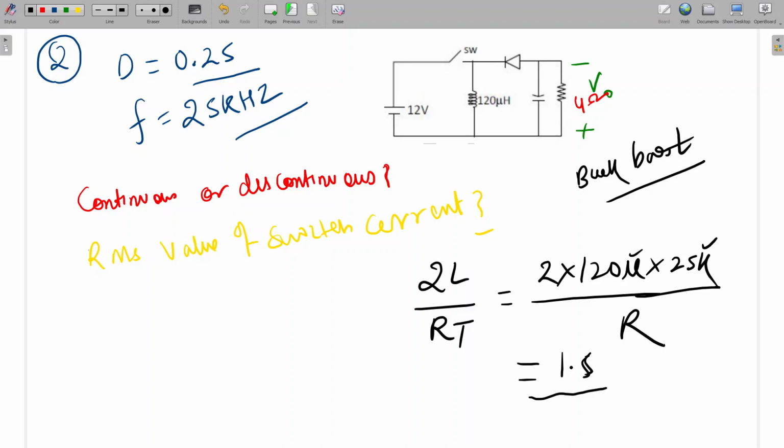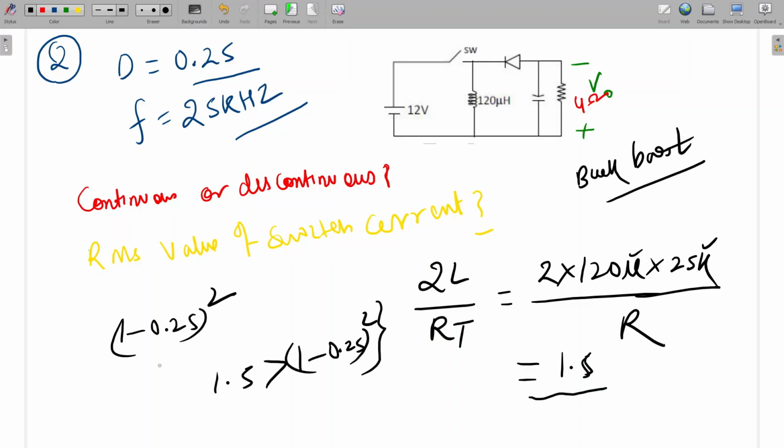So if we check 1 minus D square, duty is how much? 0.25. So 1 minus 0.25 square, how much? 0.562. So we can see that this value 1.5 is greater than 1 minus 0.25 square. So what can we conclude? This is working in continuous conduction mode. Is it clear?